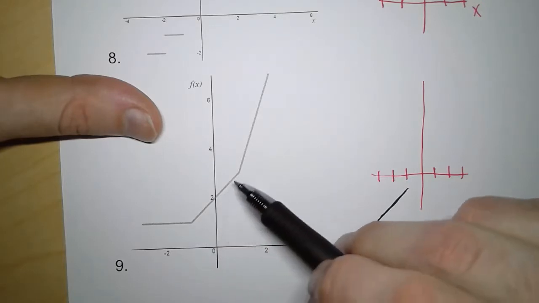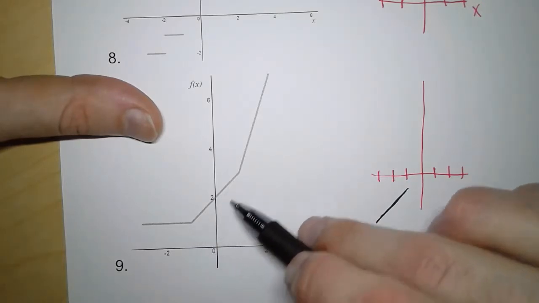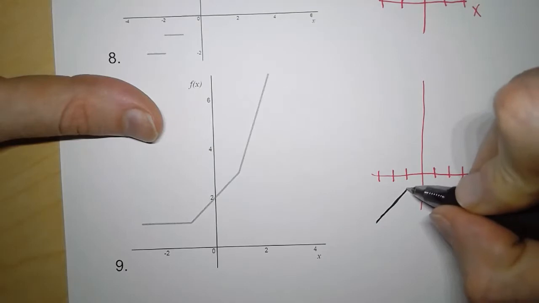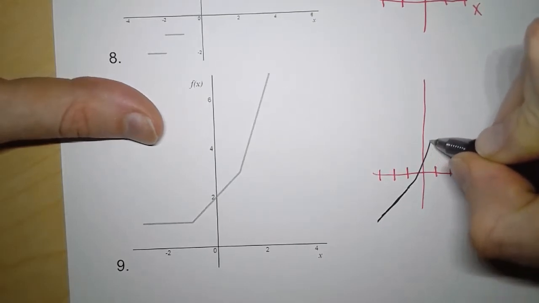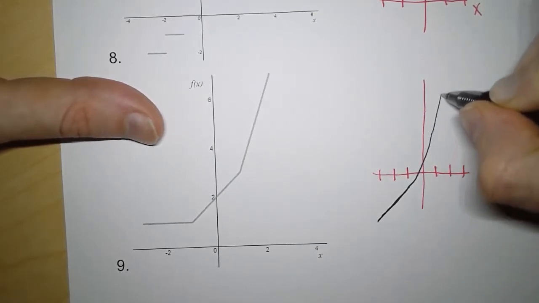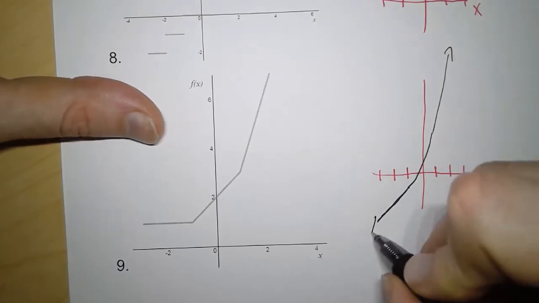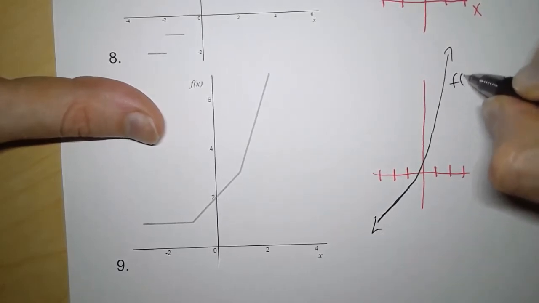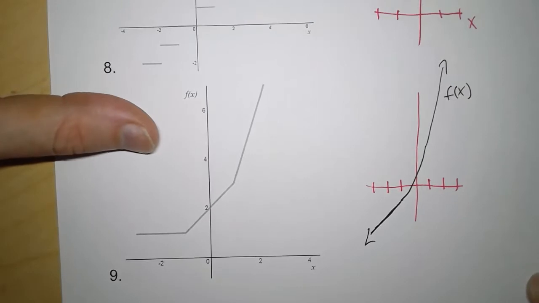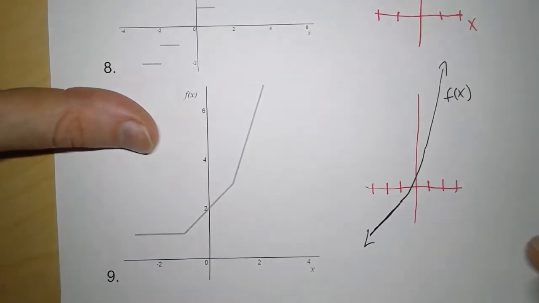And then from -1 to -2, it starts to grow. So that means it starts to curve upwards. And then it starts to curve upwards even more. So here is what our f of x graph will look like for number 9.